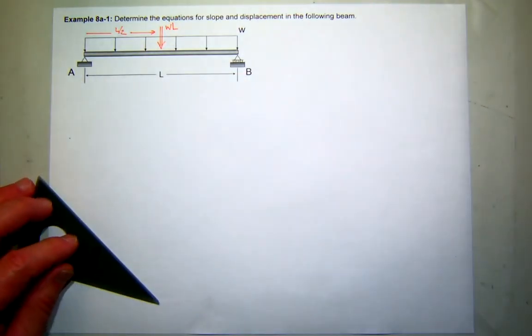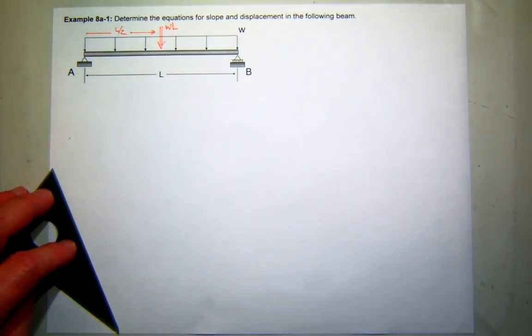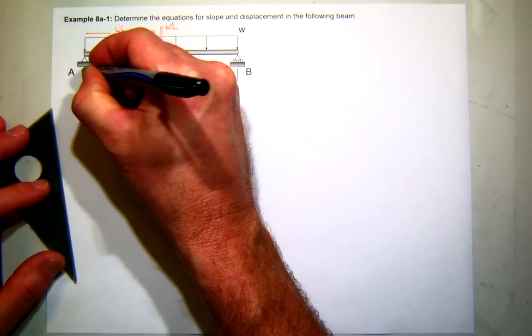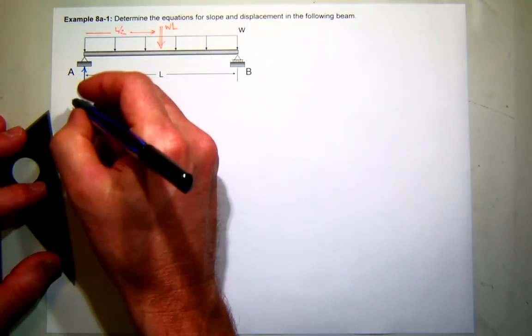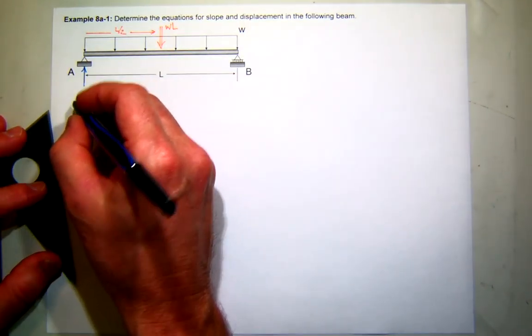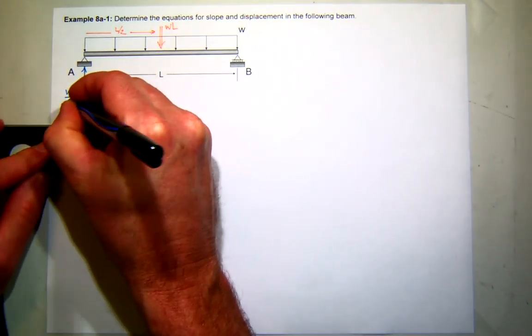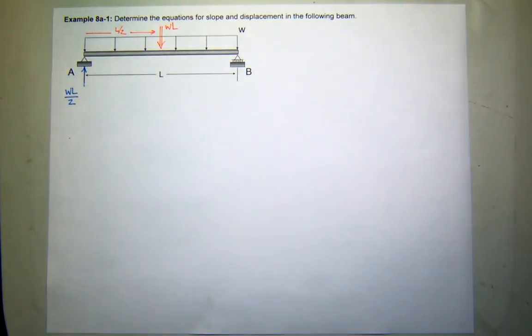I think you can see from that it would not be very hard to then compute, by summing forces in the y direction and moments, that the resulting reaction here is going to be WL over 2. Everybody see that?